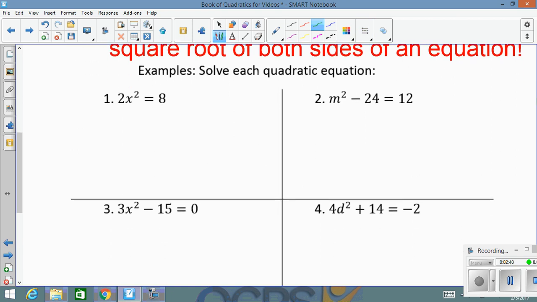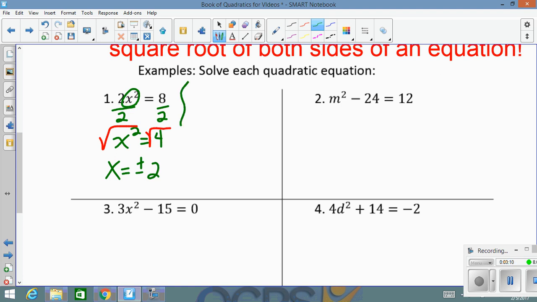So starting with number 1, first I want to isolate the x squared. I want to get this by itself. In order to do that, I need to divide by 2, because it was being multiplied by 2, and that's the inverse. Now once I have the x squared by itself, I'm going to take the square root of both sides, giving me, don't forget the plus or minus, 2.